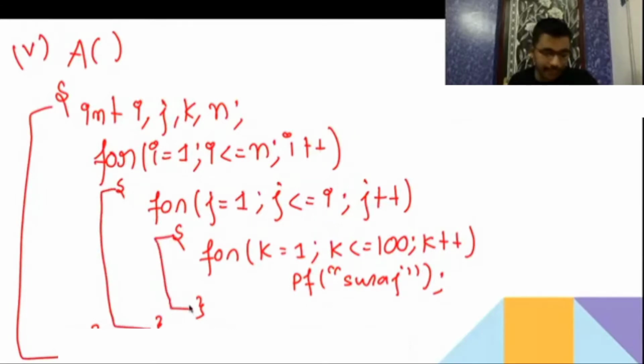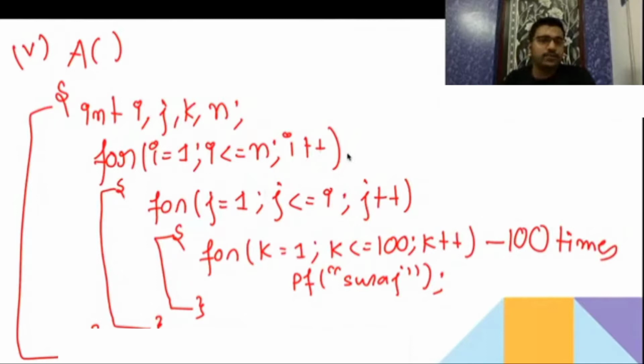Now try to find the time complexity of that. Now see how to find the time complexity of that. You see this loop is always running for 100 times. K equal to 1, k is smaller than 100. It's independent of the value of i and n. It's always going to run for 100 times. Always.